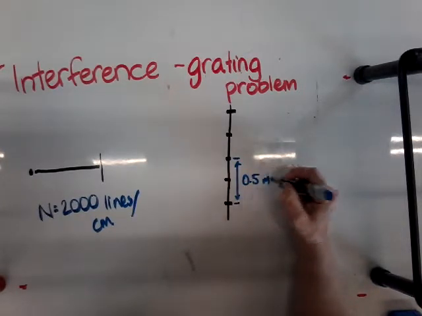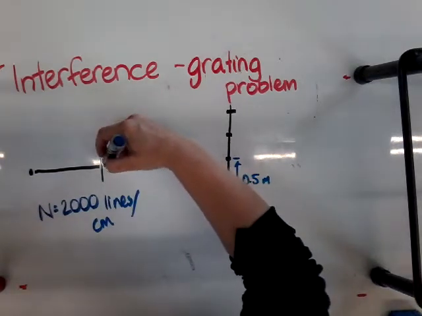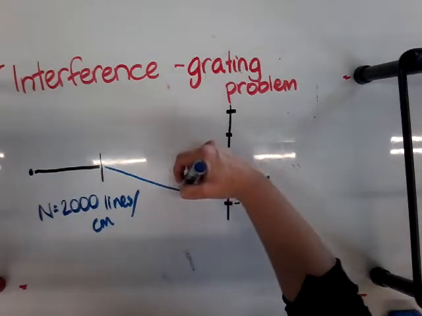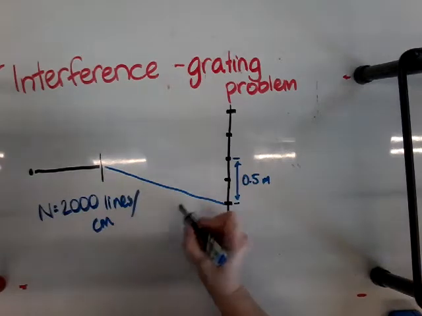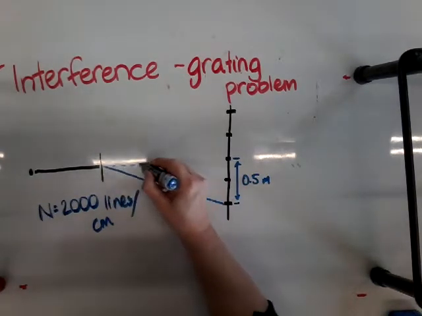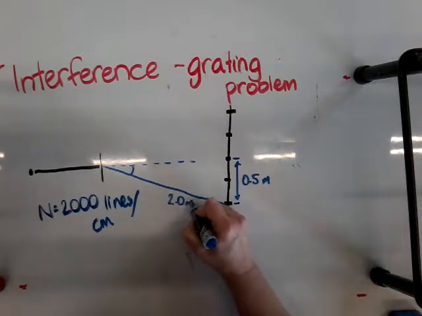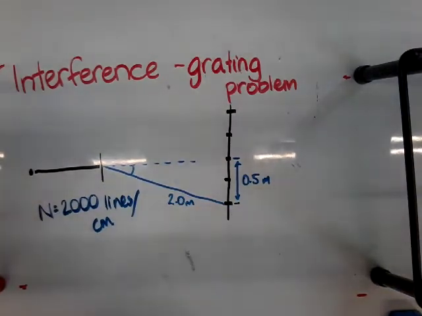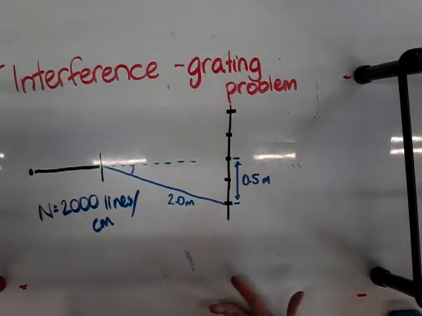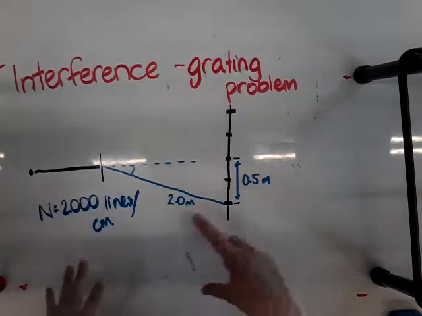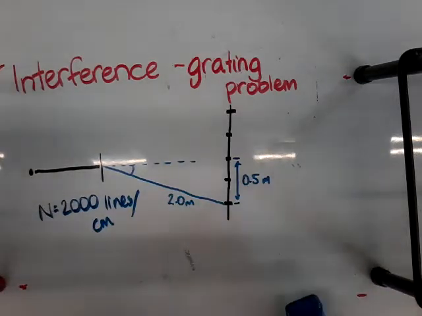metre. And we're also told that this distance is 2 metres. Okay, sometimes you'll be told the angle directly, but in this case they want you to work for it. And we're told to find out the wavelength of the laser. So I hope you can see if you had a laser, you could do this. If you happen to have a diffraction grating lying around, you could actually set this up and work out what the wavelength of the laser would have to be.